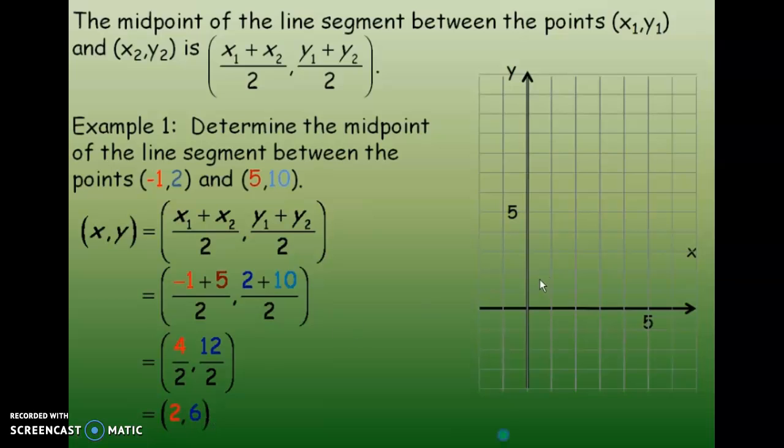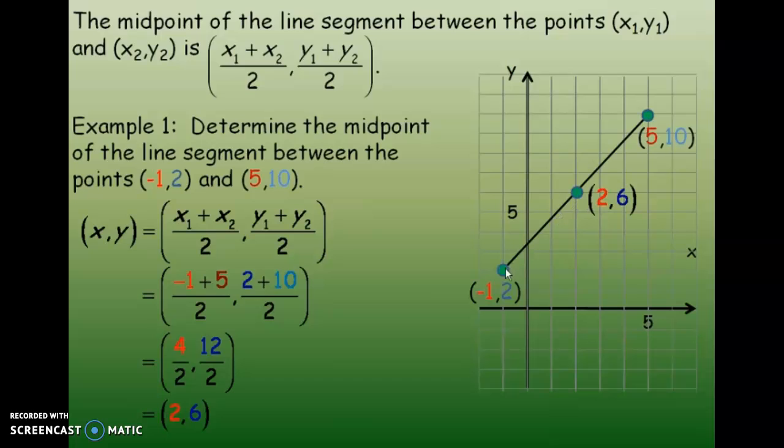Now, what it looks like in the graph: if we plot the 2 points, here's the point negative 1, 2, and here's the point 5, 10. Once we plot the 2 points, we join them with a line segment. And 2, 6 is supposed to be the midpoint, so we'll plot the point 2, 6 here. And notice that that is the middle of the line segment.